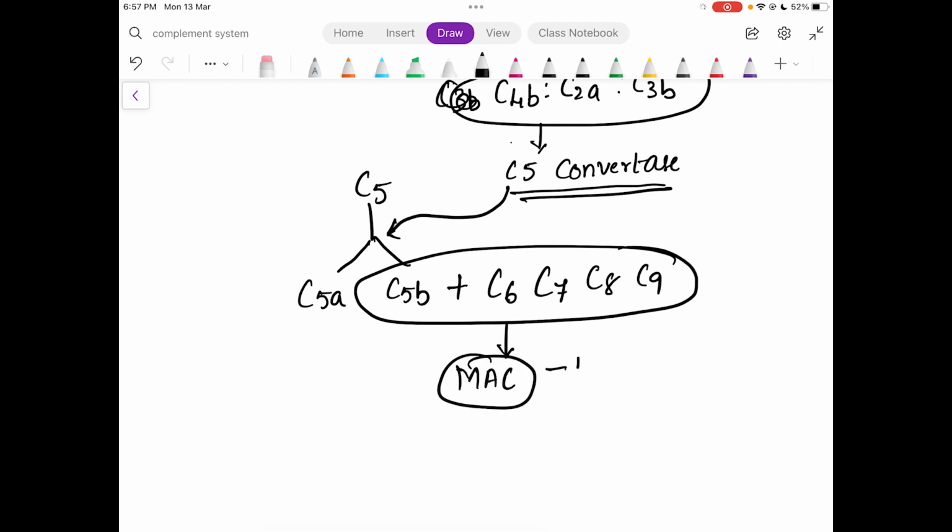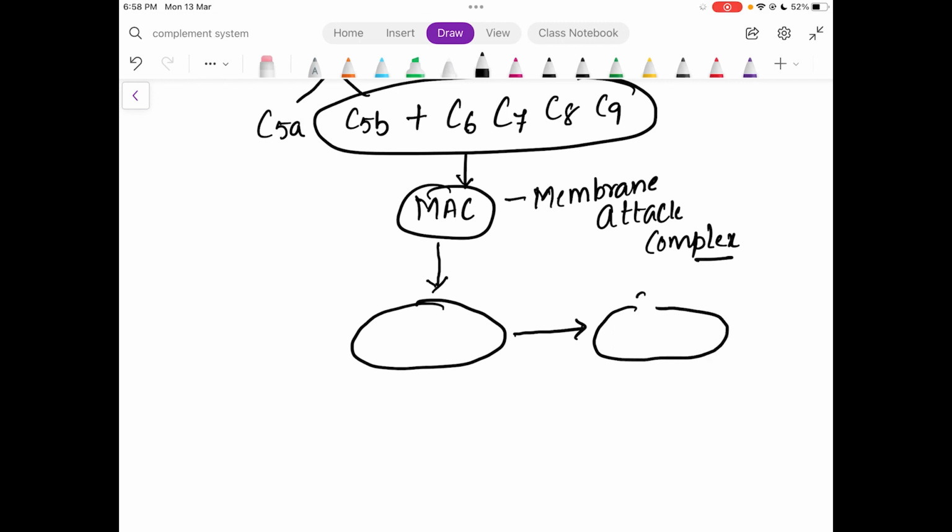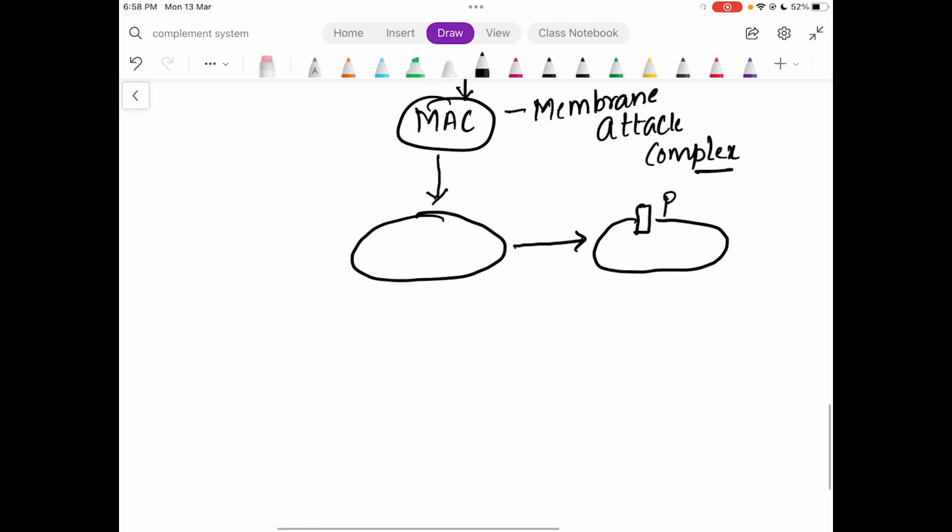This MAC is called the membrane attack complex. So, what is the use of this membrane attack complex? It will act on the bacterial cell wall. Whenever the membrane attack complex is attached, it will form a pore on the bacterial cell wall.